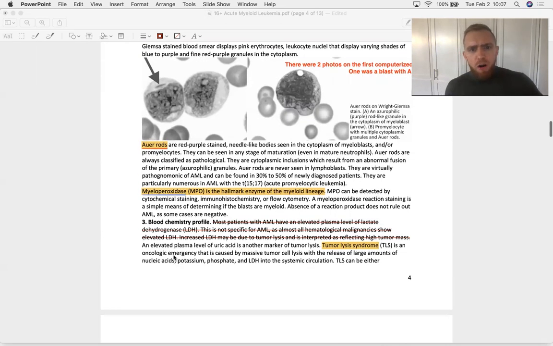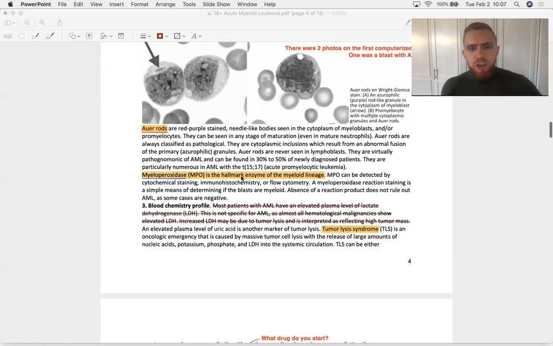Auer rods are red-purple needle-like bodies in the cytoplasm of myeloblasts and/or promyelocytes. They can be seen in any stage of maturation. They are always pathological. Myeloperoxidase, again, is the hallmark enzyme of the myeloid lineage. If it stains MPO positive, there's no way that you have a lymphocytic or lymphoblastic leukemia.